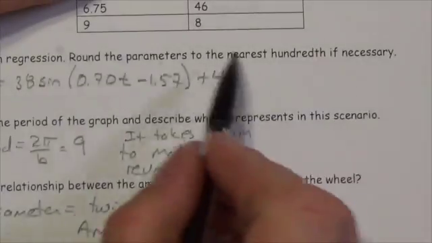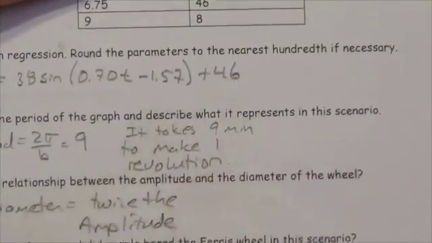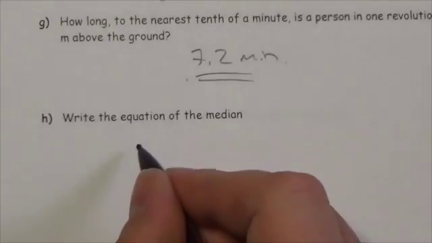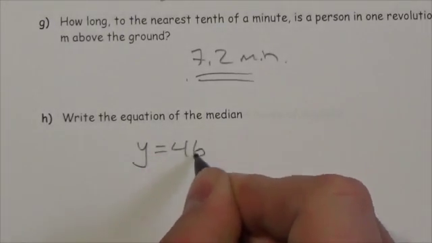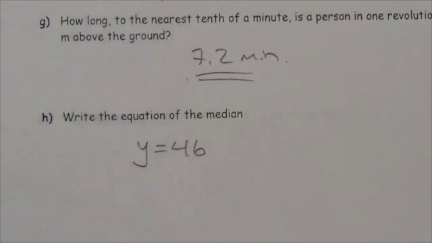Now the last question asks, what's the equation of the median? And that's very, very simple because we had the equation and we know that the d value is synonymous with the median, so we can just write there that y is equal to 46, and that's what we're looking for in this question.